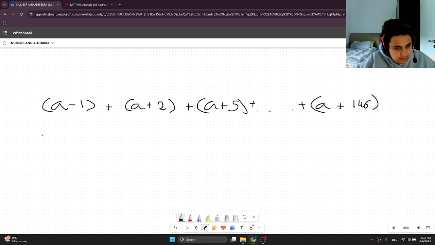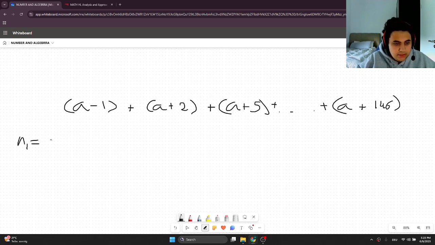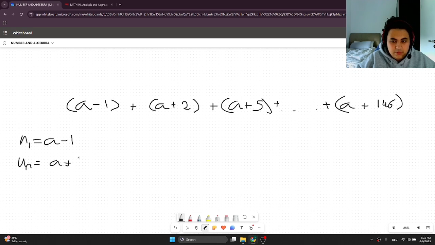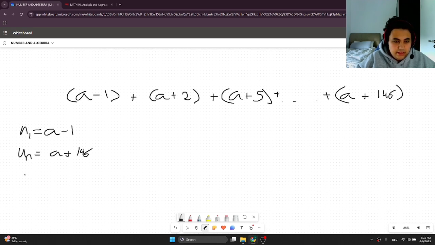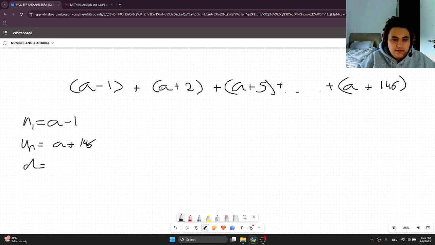So U1 is going to be a minus 1, UN is equal to a plus 146. And then D is equal to the difference between those two terms. If you subtract these two from each other, the a's will cancel, so it should be just 3. There we go. So now let's find the number of terms first.